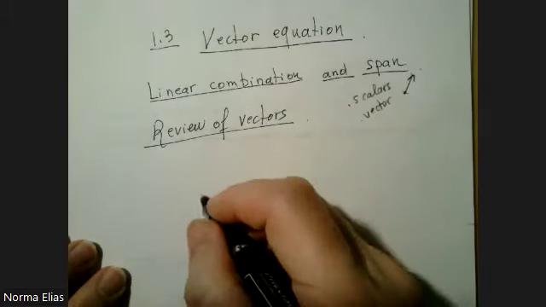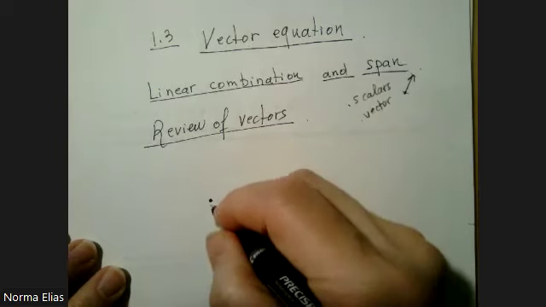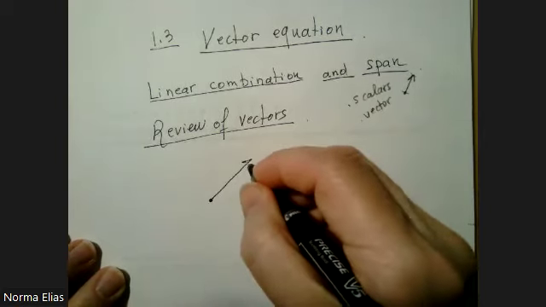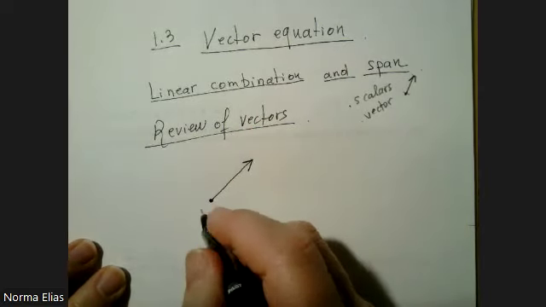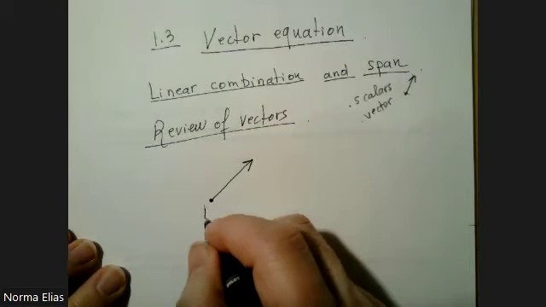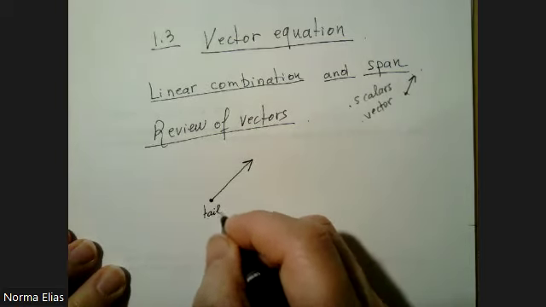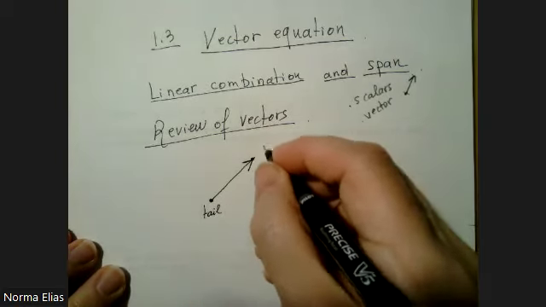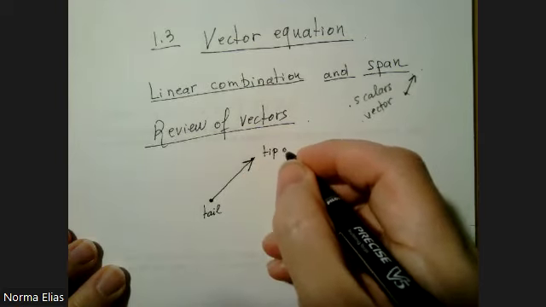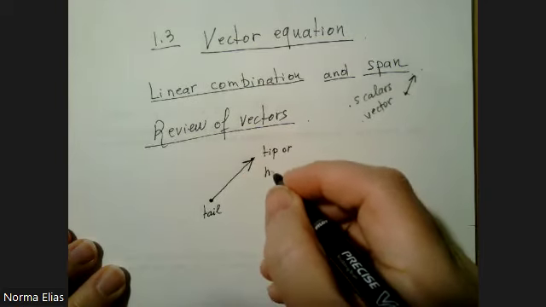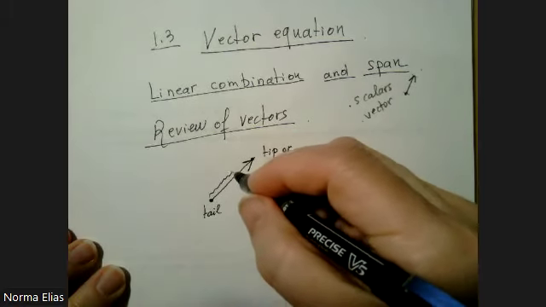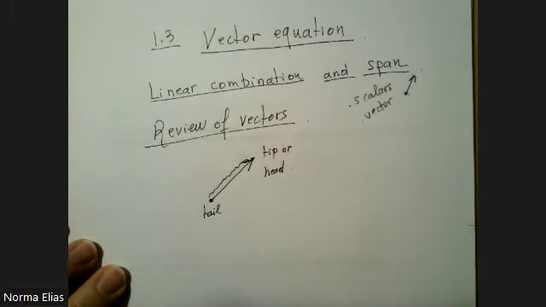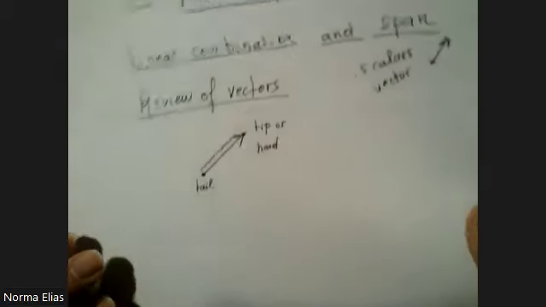Geometrically, we represent a vector like this. We have a point here, with an arrow showing the direction of it. This point here is called the tail. And this point here, some people call it the tip or the head of the vector. The length from here to here represents the magnitude of the vector. It means how large the vector is.